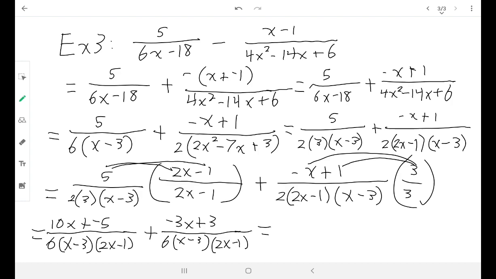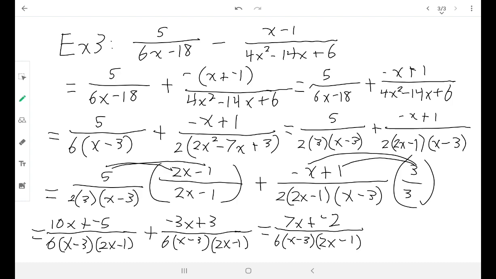So now I'll add the tops together. 10x and negative 3x makes 7x. Plus negative 5 plus 3 makes negative 2. Over 6 times x minus 3 times 2x minus 1. And then a quick check. I can't factor anything in the top. I can't factor anything in the front. Nothing's going to cancel.